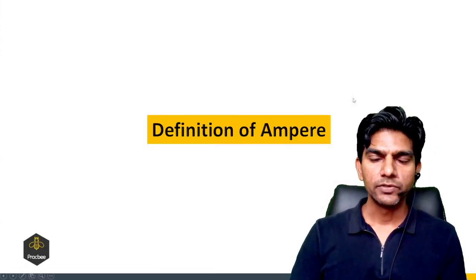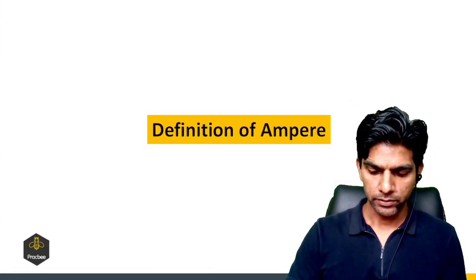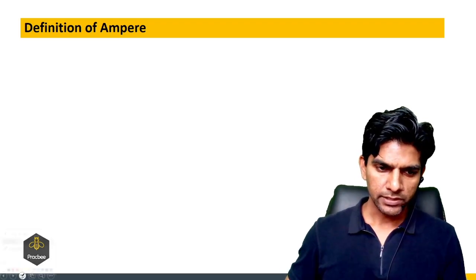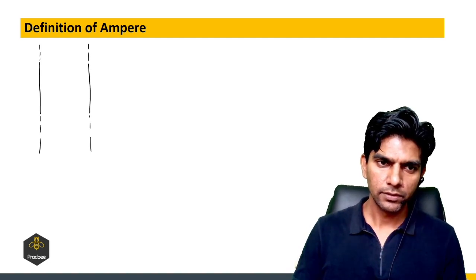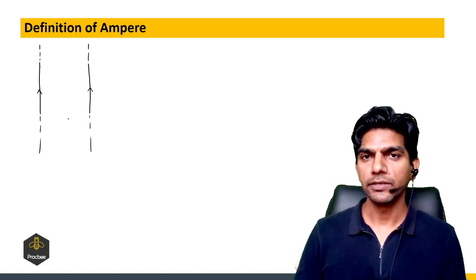Right, so now let us see what is the definition of ampere. So let us say we have two parallel wires, right? And we know that when we have two wires with current in the same direction, they attract each other.